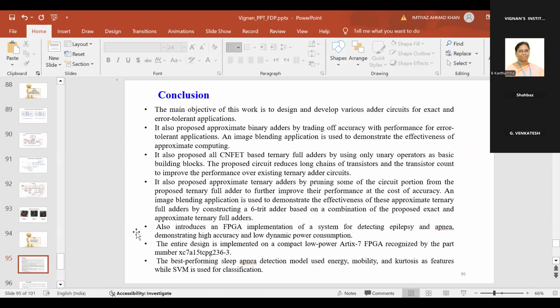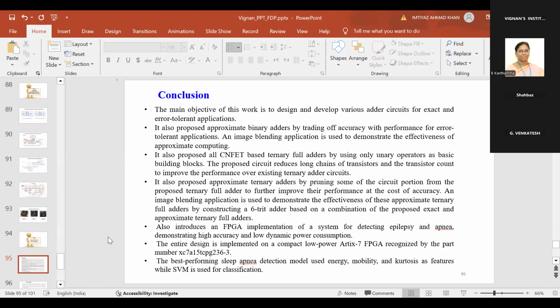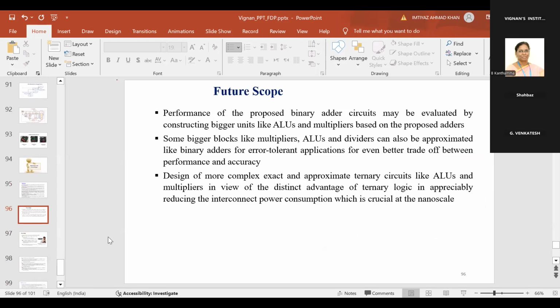The main objective of the research: you can use various types of adders, exact and approximate, using FinFET and CNFET, and also introduce an FPGA implementation of a system for epilepsy and apnea detection with high accuracy and low dynamic power consumption using an RTX7 FPGA implementation. Future work: you can use this type of work on ASIC.